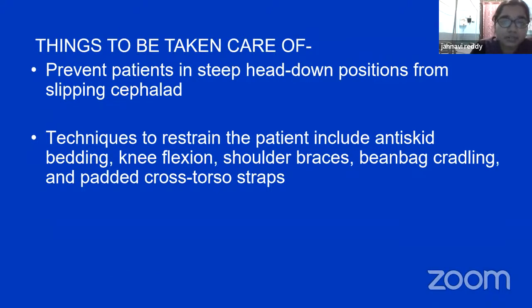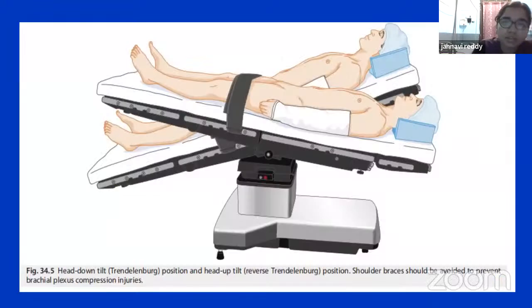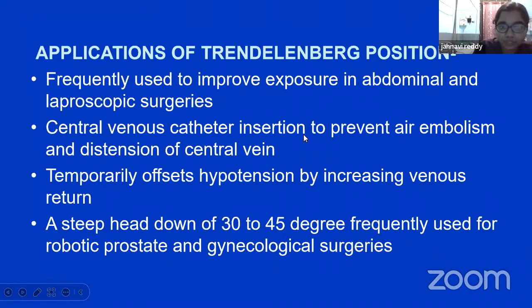Things to be taken care of in Trendelenburg position. Prevent patients in steep head-down position from slipping cephalad. So we have to restrain the patient. Usually the patient is in supine position. The whole weight of the patient is on the base of the table. So when the patient is placed in the Trendelenburg position, the weight is shifted, the gravity will change. So we have to make sure that the patient is not slipping cephalad. So we have to put straps or different kinds of things to make the patient not slip.